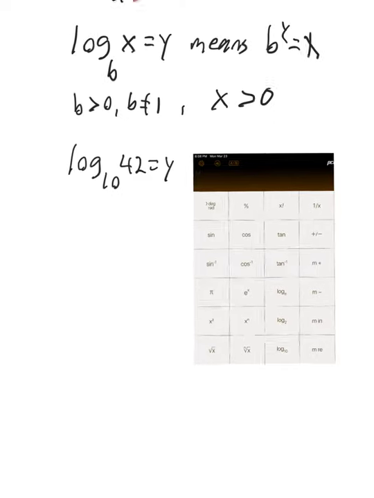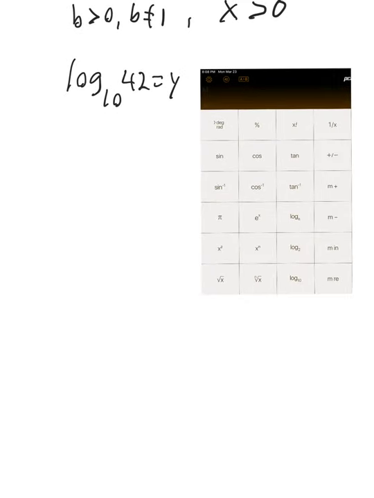Okay. All right. Most any calculator, if you've got a calculator app on your iPad, it should have at least two different log buttons. Okay.